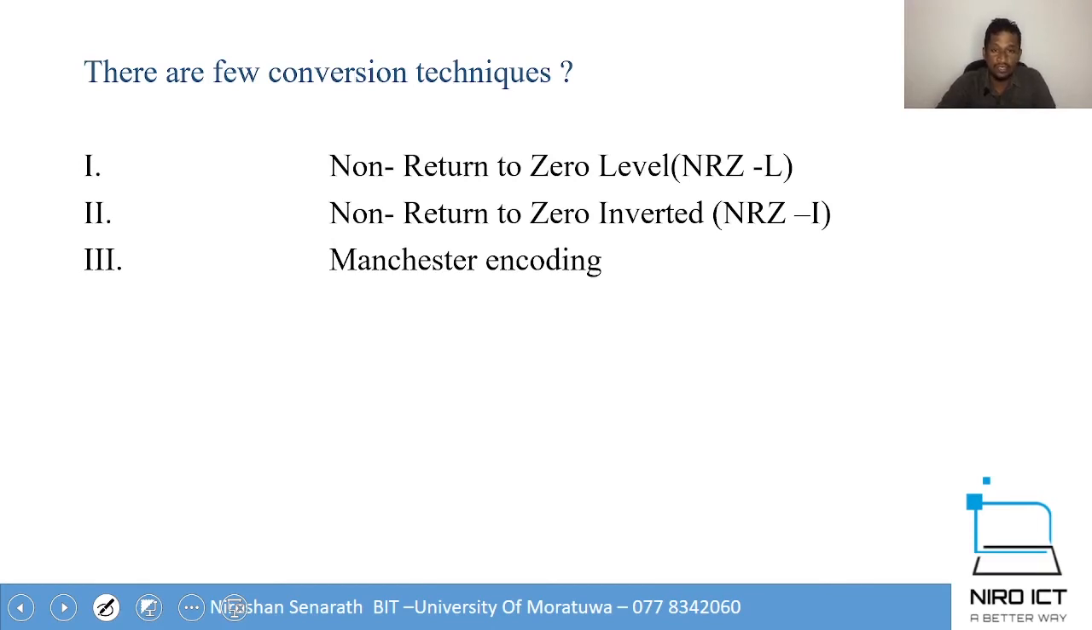When you talk about encoding, there are a few conversion techniques. The first is called non-return to zero level, or NRZL for short. The second one is non-return to zero inverted, that means NRZI. And the last one is called Manchester encoding. Let's learn one by one.